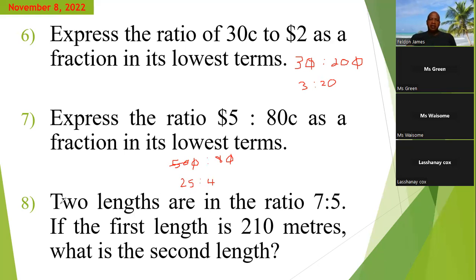All right, so here now we have 2 lengths are shared in the ratio of 7:5. If the first length is 210, what is the second length? Now, who would like to walk me through this one?